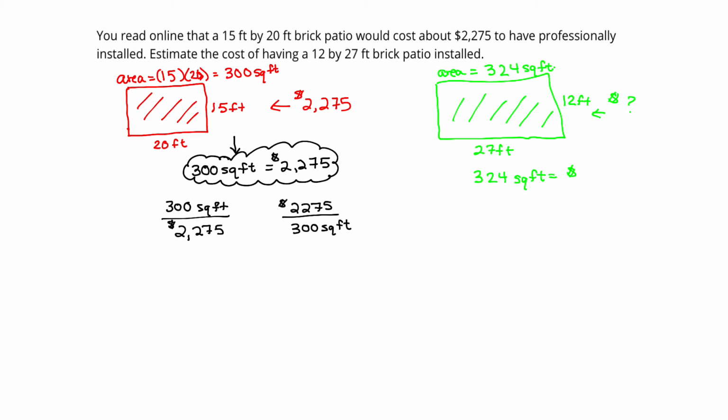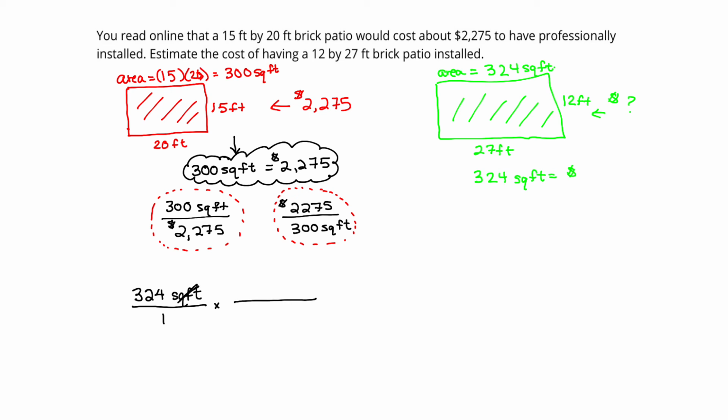Let's start with that 324 square feet, and let's convert that into dollars. We don't know how much it costs, but we do have an equivalency or a unit ratio that we can use. Which one should we choose? Should we choose this first one here, where 300 square feet is in the numerator? Or should we choose this second one here, where 300 square feet is in the denominator? Well, remember, we want to create a unit ratio so that our units cancel.